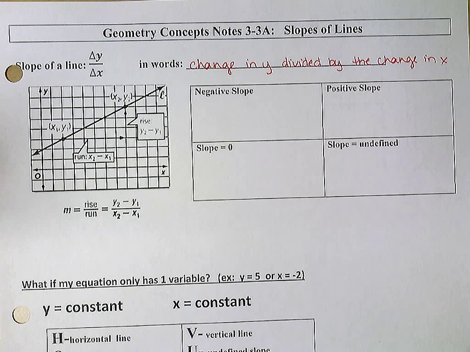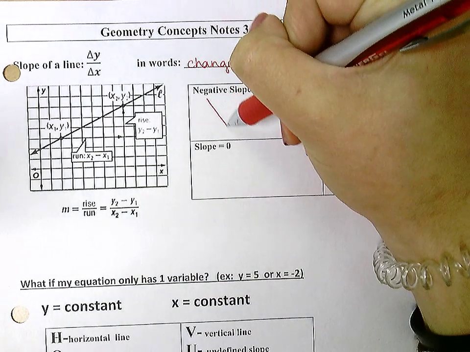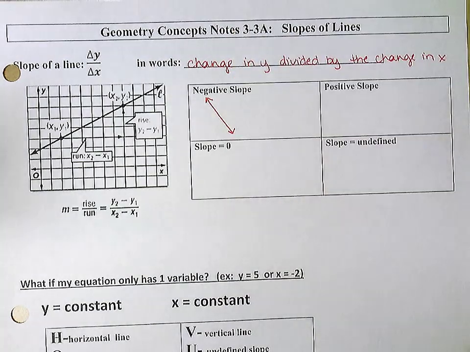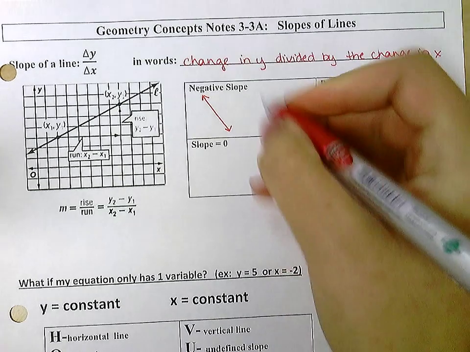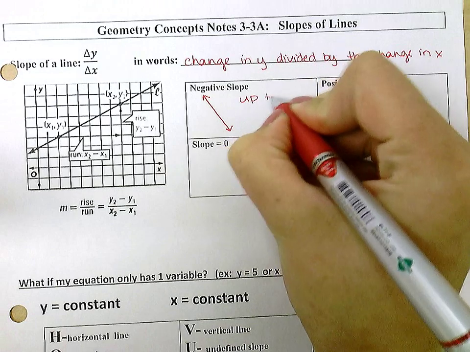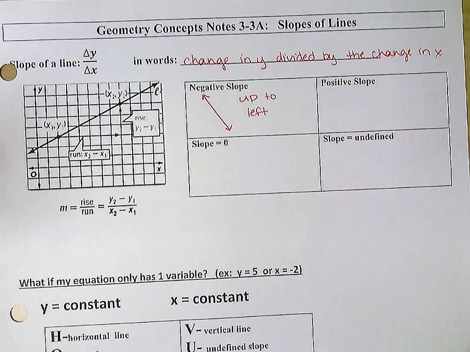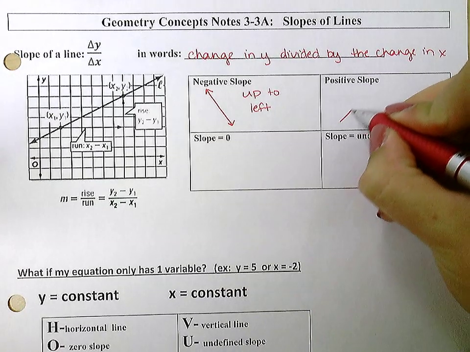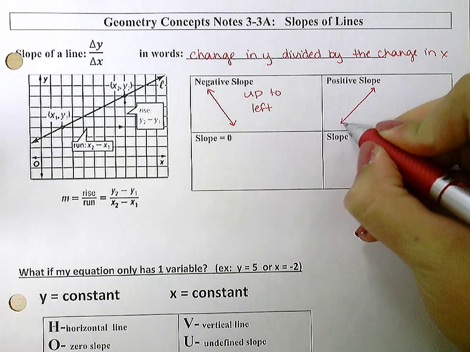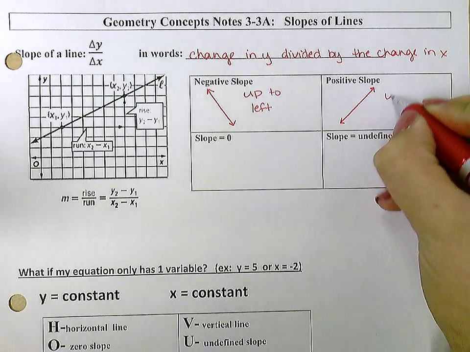So going over the different types of slopes, we do have a negative slope, so that would look something like this. Okay, so that's our negative slope. That goes up and to the left. We have a positive slope going this way. That's up and to the right.